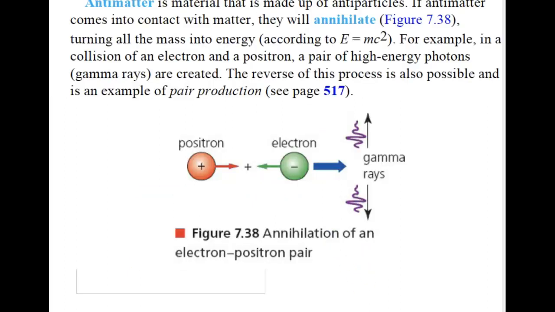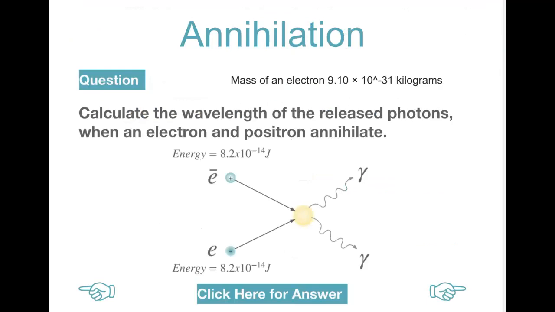Now, as you can probably imagine, there's some maths associated with this. Calculate the wavelengths of the released photons in this situation when an electron and positron annihilate. Step 1 is to find the energy equivalence of these two masses. Now, this has been done for you. You can see the energy equivalence of this particle here and this particle here. So now, if you know what the total energy is, how can you find the wavelength?